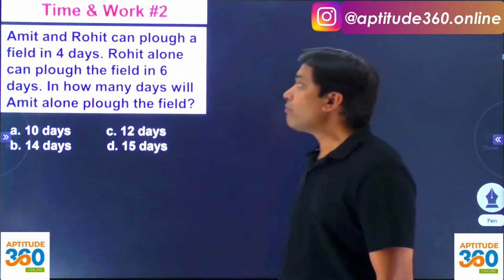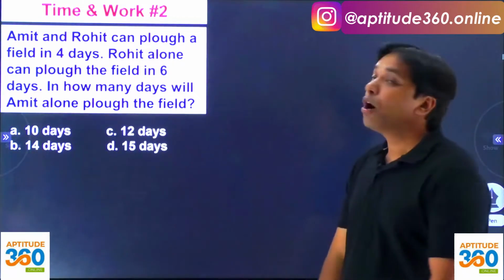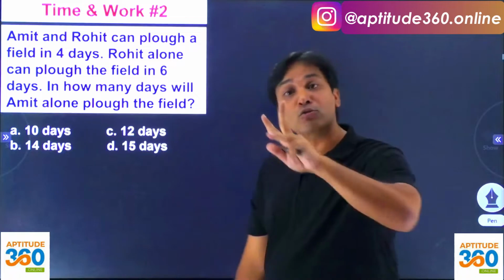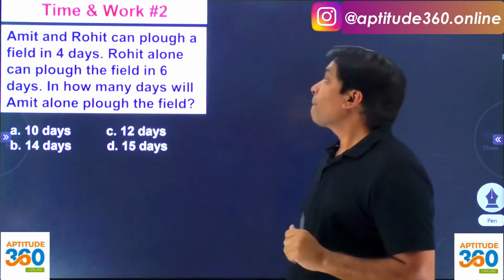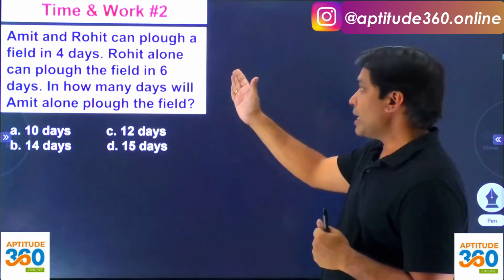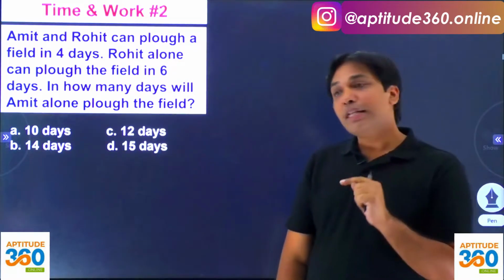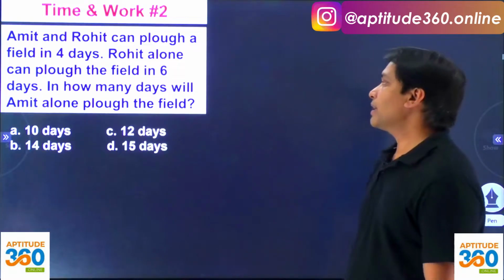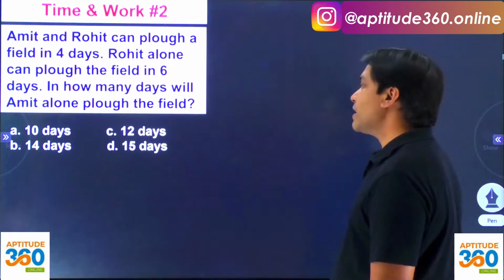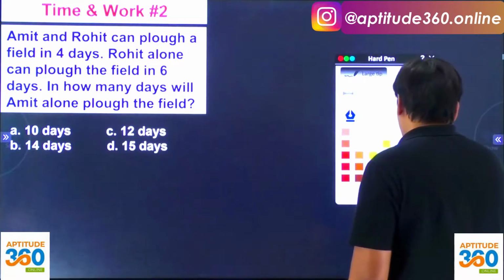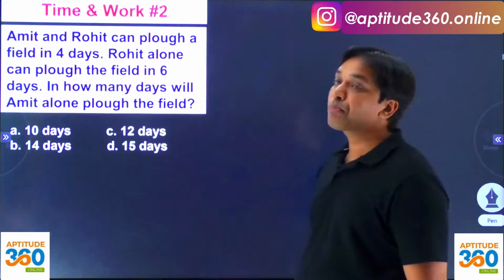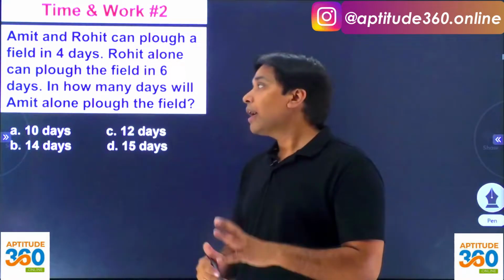Now, it says that Amit and Rohit, pause the video, try to solve this question on your own by using these two methods. Okay, Amit and Rohit can plough a field in 4 days. Rohit alone can plough the field in 6 days. दोनों मिलके कितने दिन में करता है? 4 days में करता है. And Rohit alone can do in 6 days. So problem is, in how many days A alone can plough the field, right?